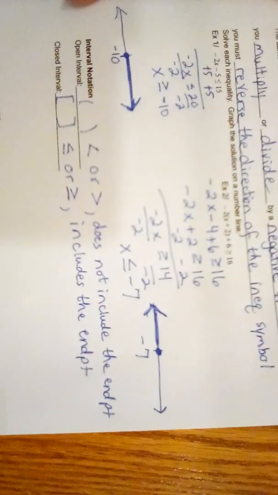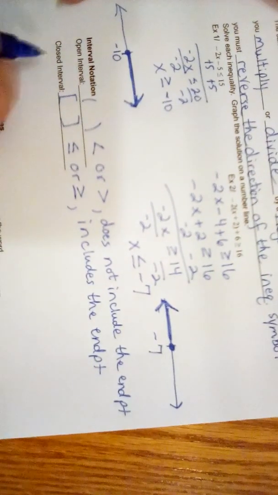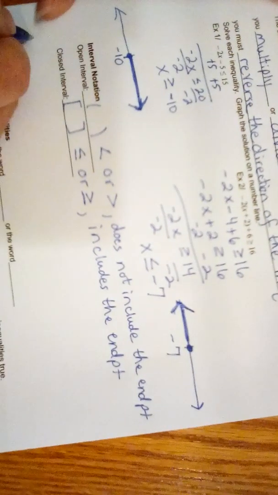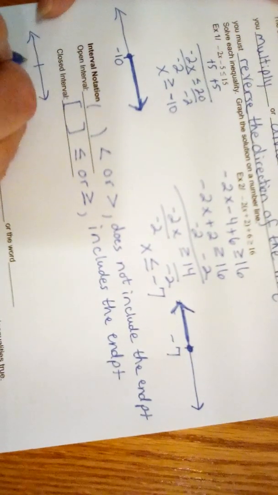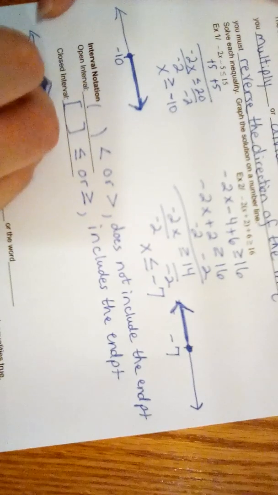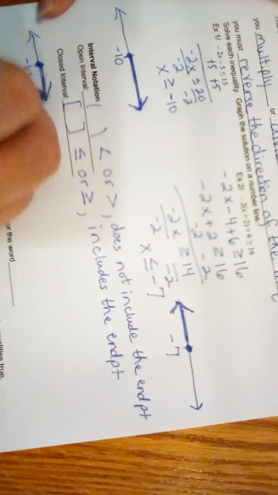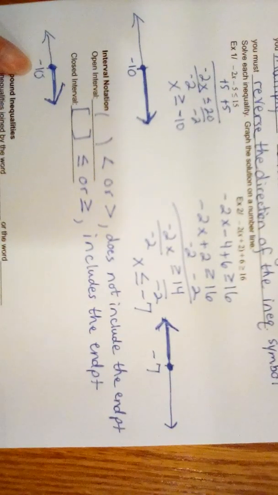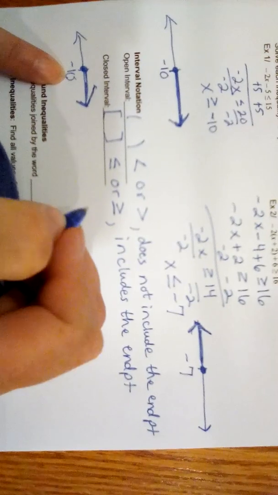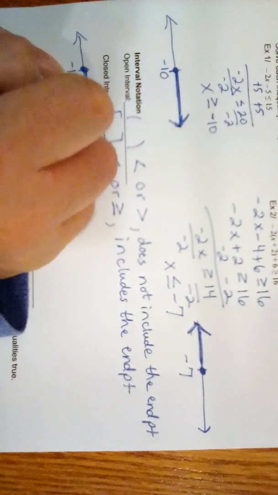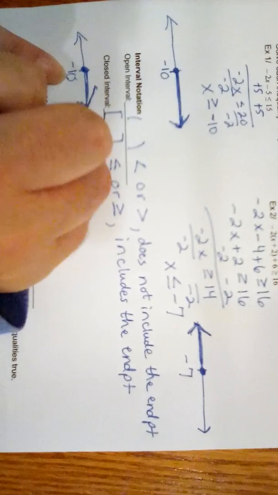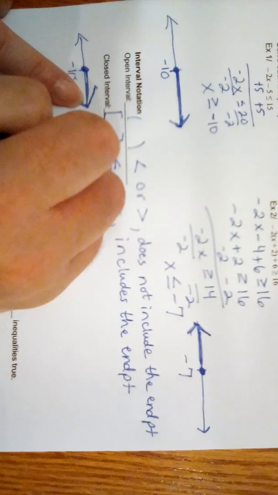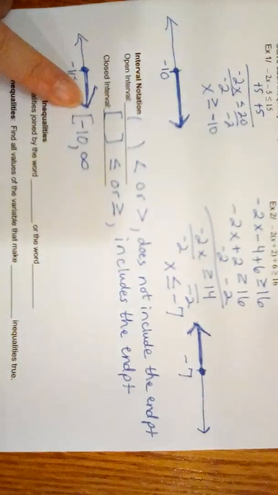Okay. All right. So, what happens if we wanted to write this in interval notation? Well, I always do it left to right. So I'm going to start out here at -10. Does that include the endpoint? Yes. So I'm going to go bracket -10, comma, to where does this go? This goes to positive infinity.